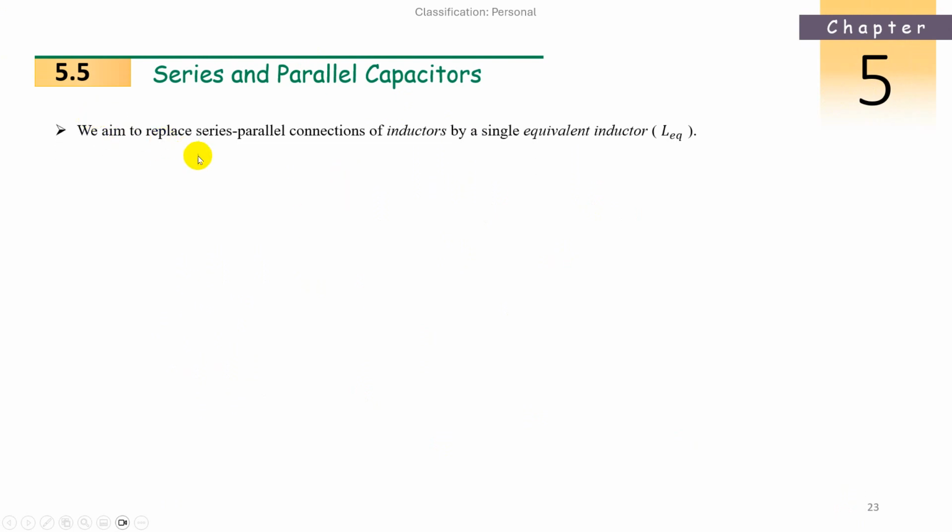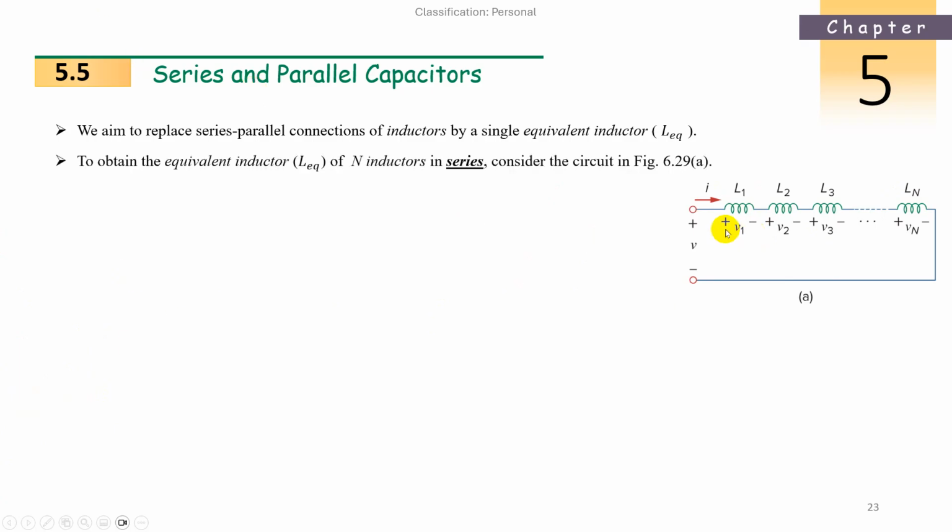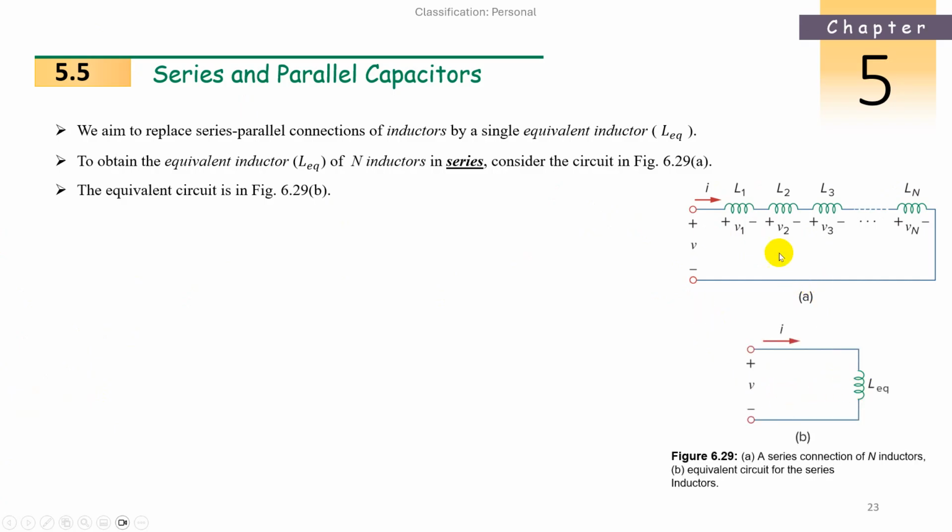So, we aim to replace series parallel connections of inductors by a single equivalent inductor, same like a resistor. So, inductance and resistance, same calculation. Capacitance is the opposite to the resistance or the inductance in series parallel. See here. When L1, L2, L3, up to Ln inductances are connected in series, then it can be redrawn by its equivalent circuit, L equivalent, like this.